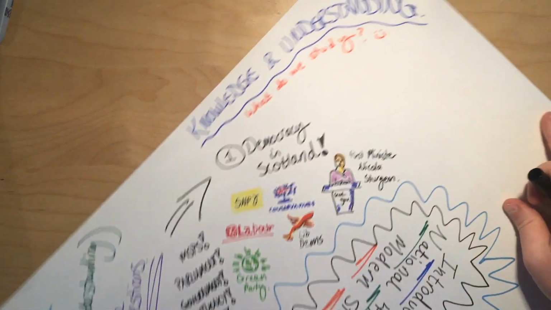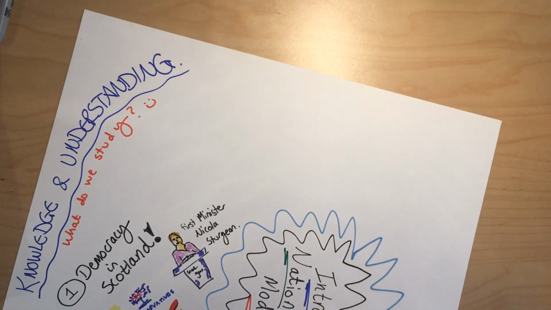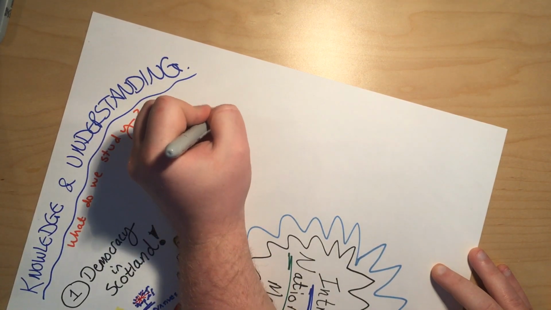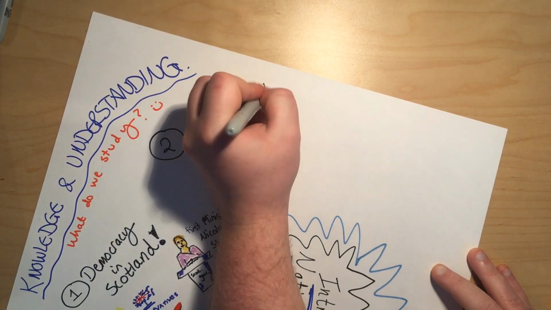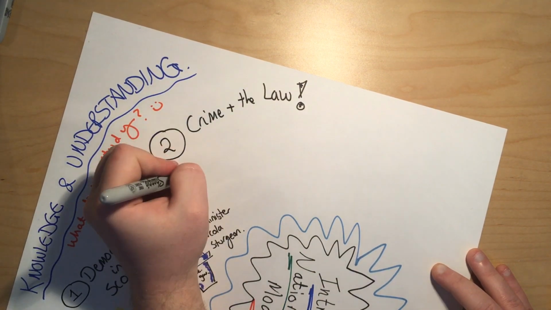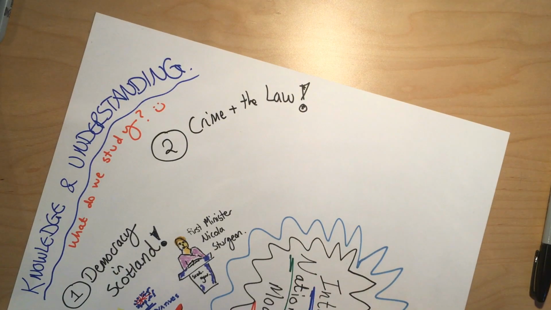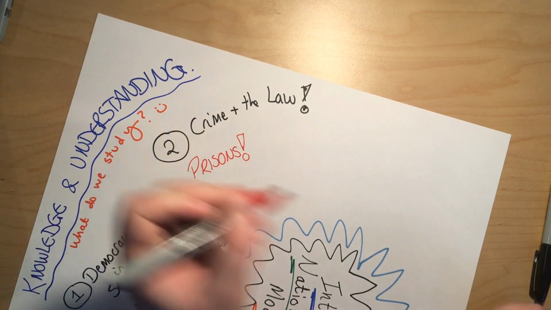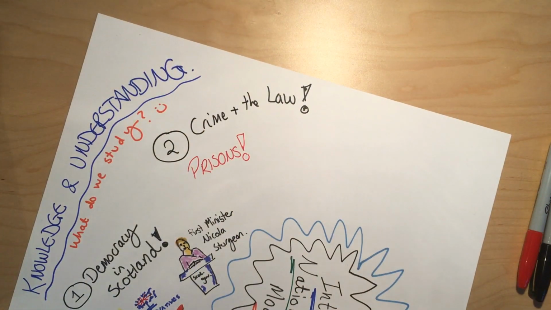Our second unit is crime and the law. This is in Scotland and in the UK as well. I should mention that for these three units, it'll be the same for National 4 as well. We cover the same units for National 4 and National 5. The only difference is in terms of how we assess the work that's done.